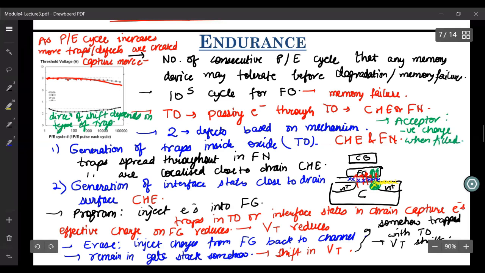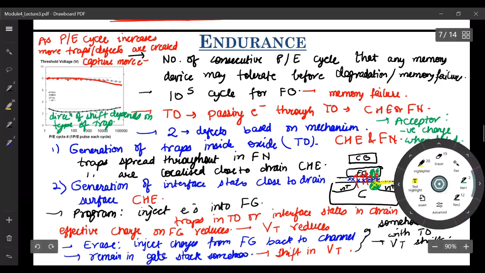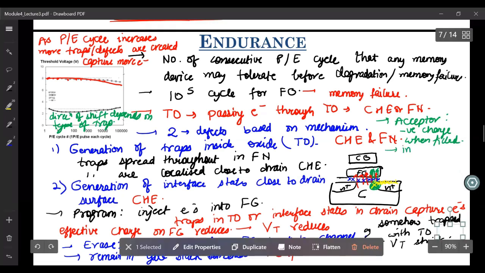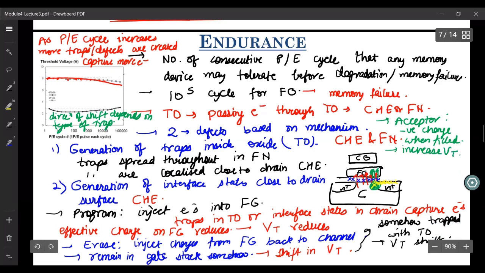So if your tunnel oxide has a lot of acceptor type of traps, those will get negatively charged when they capture electrons from the floating gate, and that will increase your threshold voltage. If you have a negative charge in your gate oxide, your threshold voltage increases. So this is what is shown here. If you have acceptor type of traps capturing these electrons during the erase, your threshold voltage actually increases.